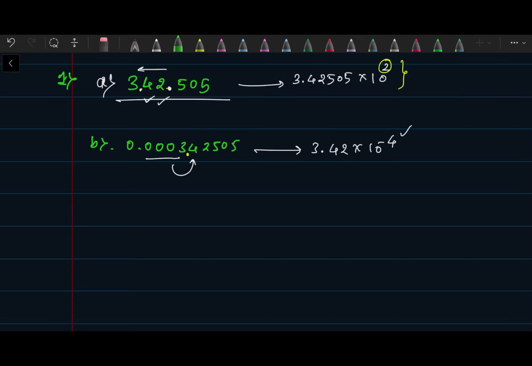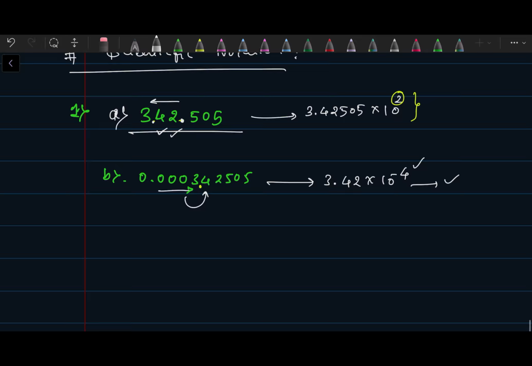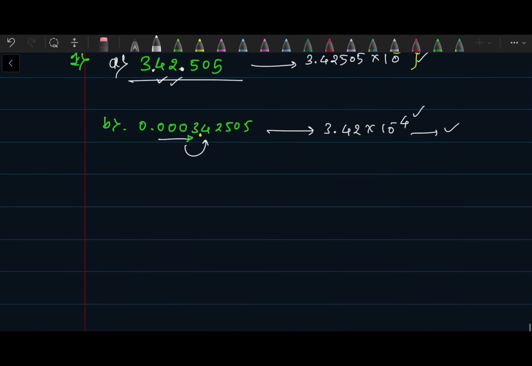A simple way I want to mention to you: if the decimal is moving in the right direction, then you write 10 to the power negative. If the decimal is moving in the left direction, then the power of 10 will be positive. Just a hint so you can understand and remember. This is the first application.